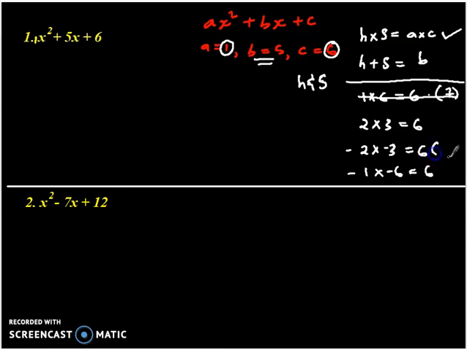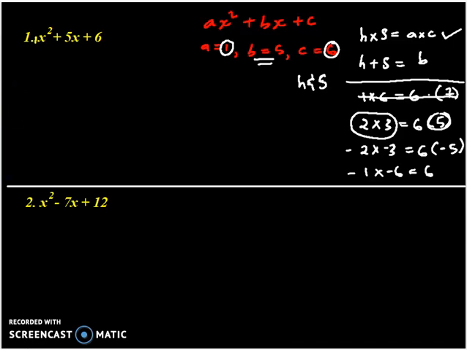If you add, let me skip that one, if you add negative 2 plus negative 3, you would get a negative 5. Remember, we have a positive 5 and not a negative 5. But if you add 2 and 3, that would actually give you a positive 5, which is what we have here. So 2 and 3 are the numbers that we use.